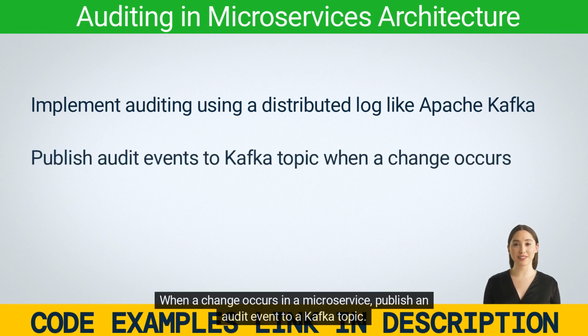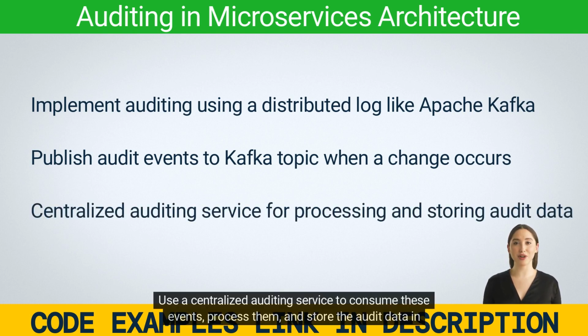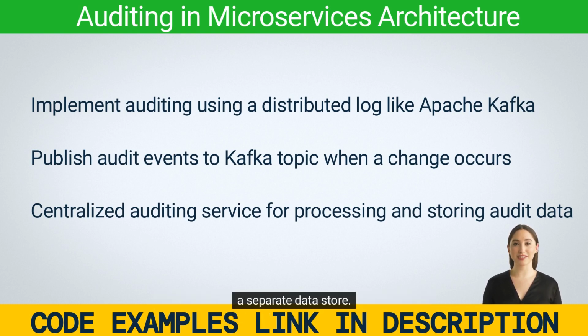In a microservices architecture, you can implement auditing using a distributed log like Apache Kafka. When a change occurs in a microservice, publish an audit event to a Kafka topic. Use a centralized auditing service to consume these events, process them, and store the audit data in a separate data store.